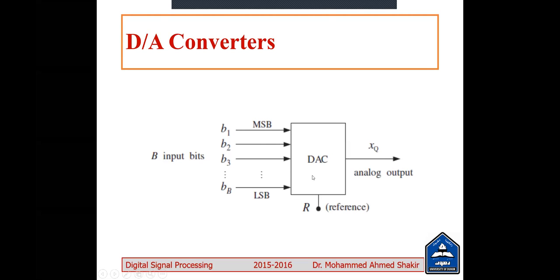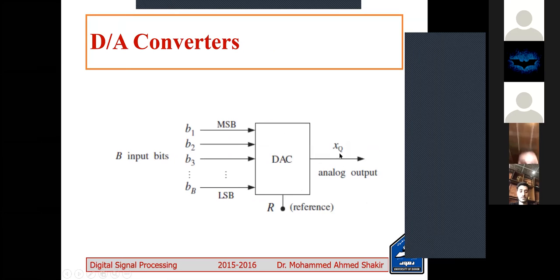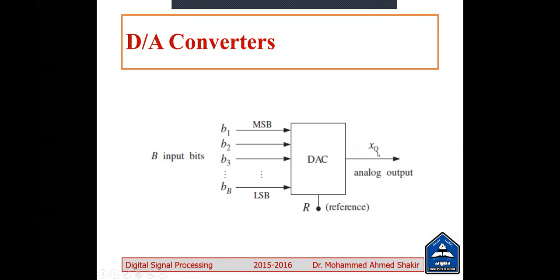This will be the block diagram of the D2A converter. As you can see, R reference, really R is the DC supply voltage for the circuit. B1 is the most significant bit, and B subscript capital B will be the least significant bit. And the output of the D2A converter will be what? Will be the quantized value of the signal. So it will generate values for the samples within the quantization levels.